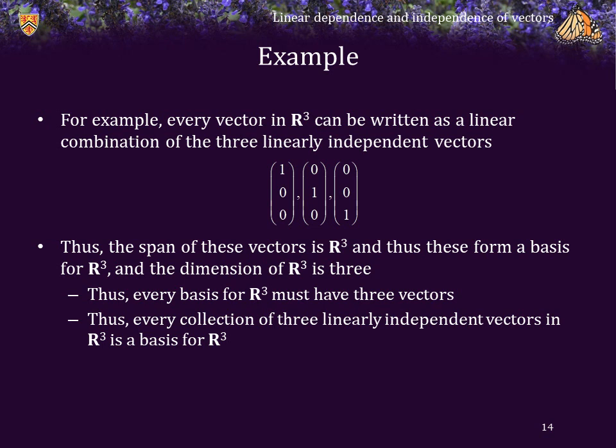So this is only one basis for R^3. There are infinitely many bases for R^3. Each of them will have three linearly independent vectors. This particular basis is called the canonical basis for R^3.